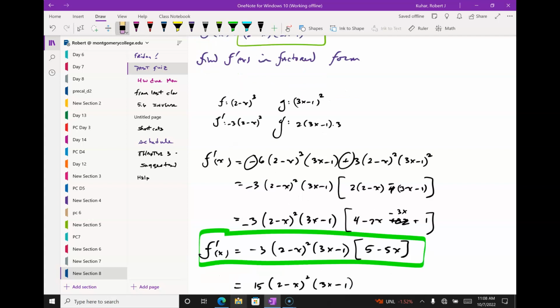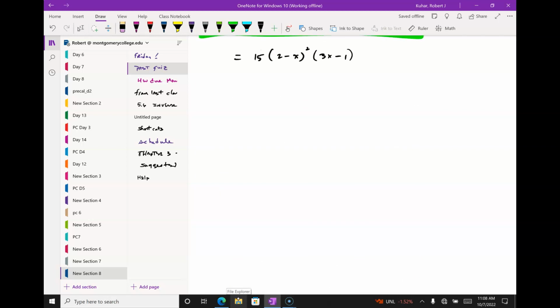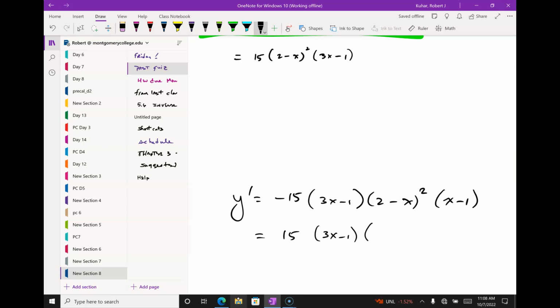It's okay. So, what do we get as a final answer, right? Whether you took out the negative 5 or the positive 5, I don't care. y prime turned out to be 3x minus 1, 2 minus x quantity squared, and then an x minus 1. So some of you could have just the positive 15 out here, and then this factor would change, right? You'd have a 1 minus x. Does everybody have one of those two answers?